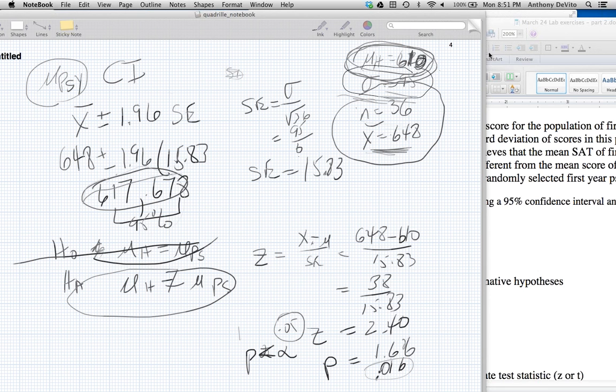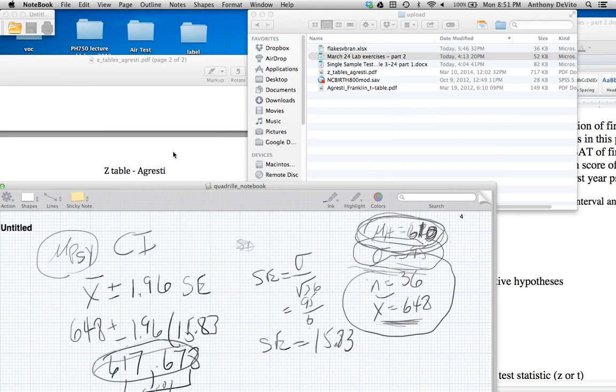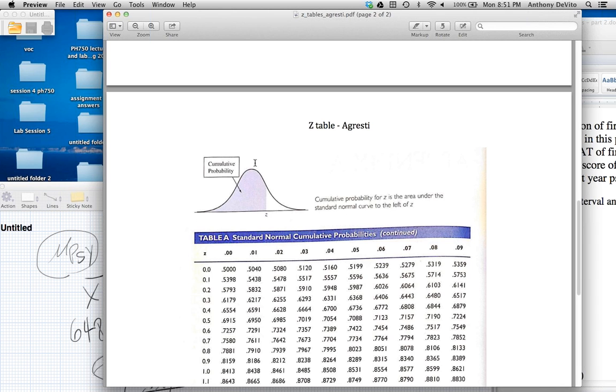In other words, let me just show you this one more time. This chart represents all the possible outcomes for this population. There is a chance that you could get a mean which is over here. It's more likely you'll get a mean over here, but there's a chance you could get a mean over here. There's a chance you could get a mean over here.